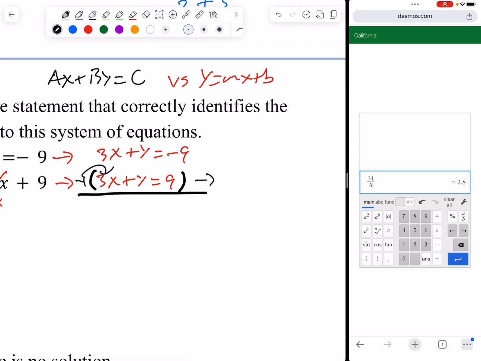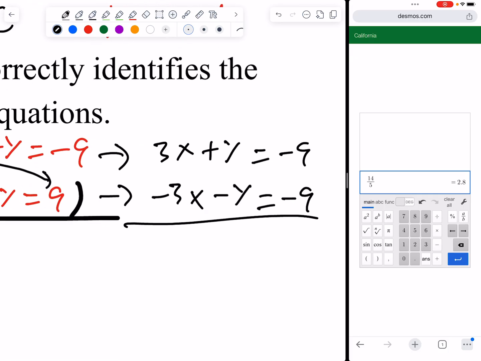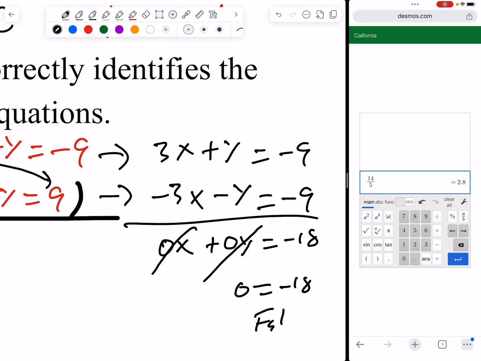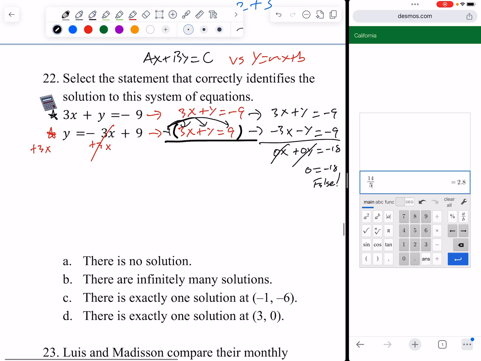I'm going to have -1 times 3 is -3x. -1 times y is -y. -1 times positive 9 is -9. On the top, nothing changed, so 3x plus y equals -9. But here's what happened. 3x minus 3x, that's 0x. y minus y is 0y equals -18. So no x's, no y's, 0 equals -18. That is false. So because there's no letter, there can't be a solution. And because it's false, there is no solution.